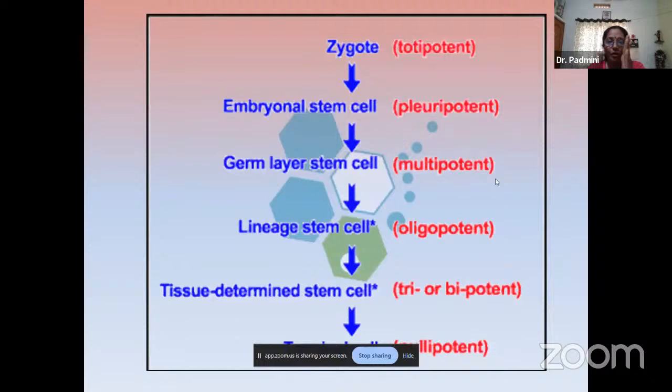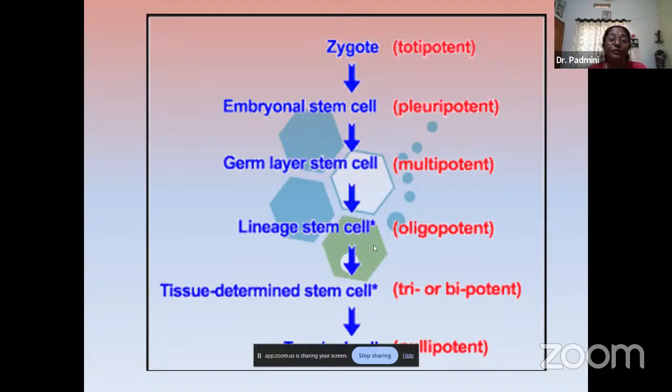Now, when you talk about how the different stages go, you can just remember this particular picture. So that's a zygote, which is a totipotent. An embryonic stem cell is called pluripotent. The germ cell layers, that is the ectoderm, mesoderm, endoderm, are called multipotent stem cells. And from the multipotent stem cells, you're going to form oligopotent stem cells. What are oligopotent stem cells? Oligopotent stem cells are, again, restricted, but one cell can give rise to different types of cells. That is only 3 different types of cells.